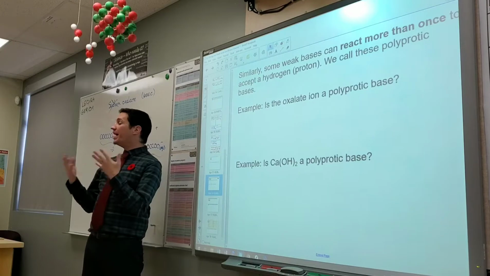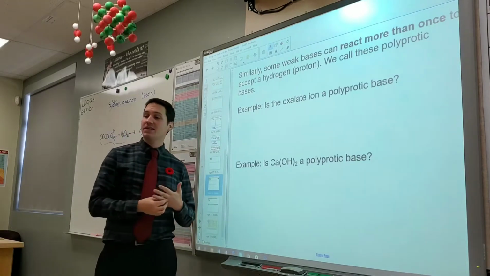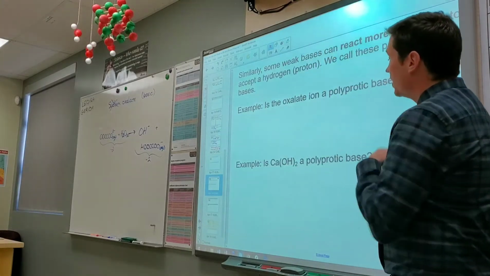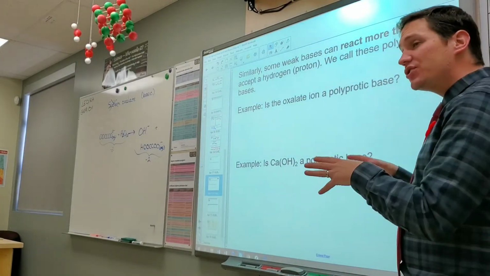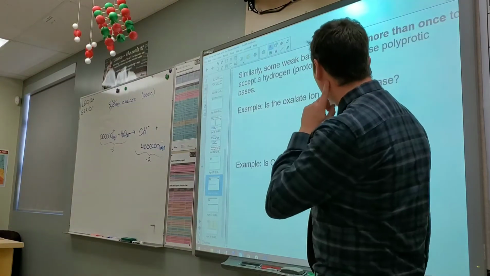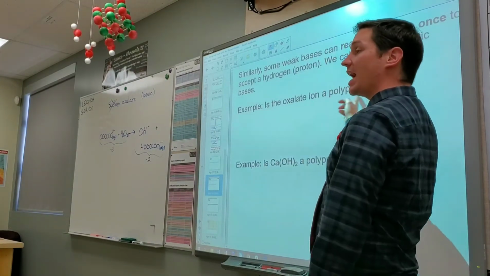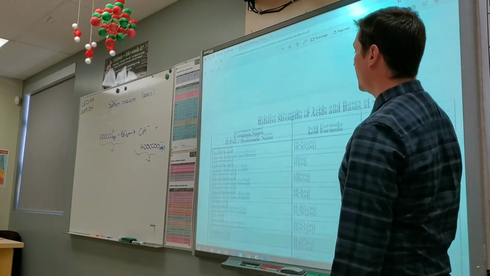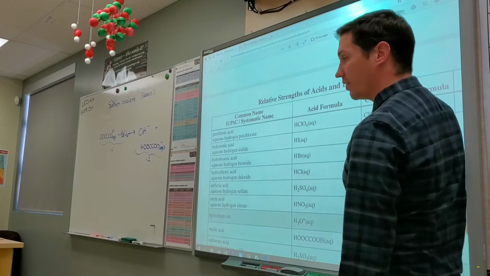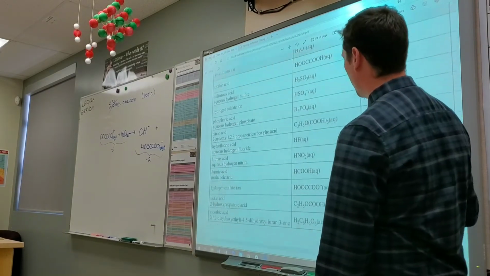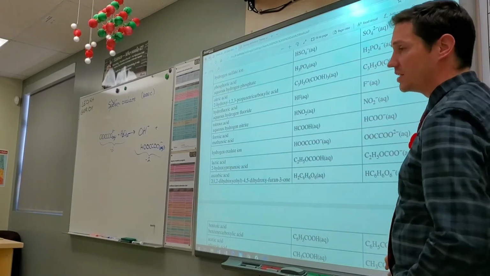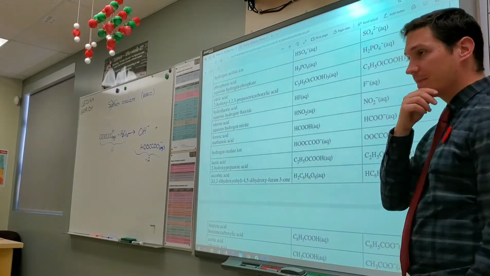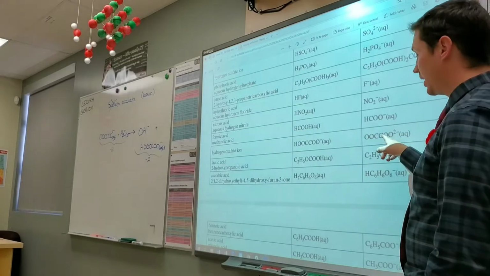Similarly, bases can react more than one time. And I want to teach you using your data booklet. Is the oxalate ion a polyprotic base? Okay, so it's asking about a base. If it's asking about a base, should we look in the acid column or the base column? The base column. Find oxalate, OOCCOO minus, in the base column. It's right around the middle, right?